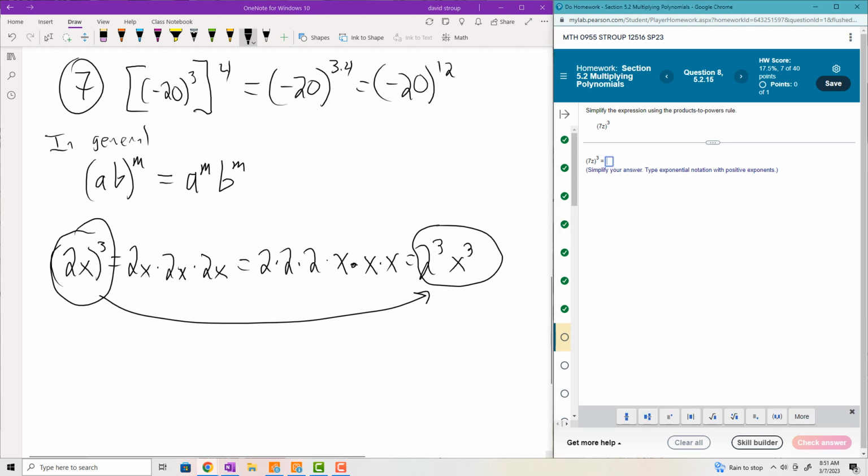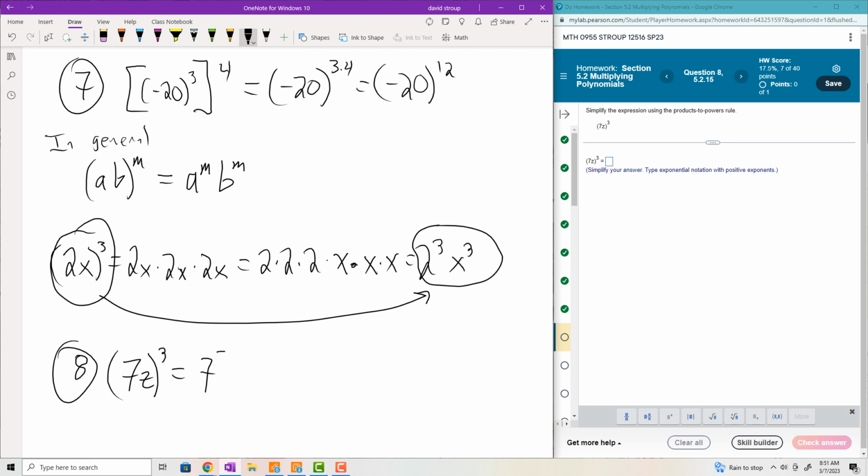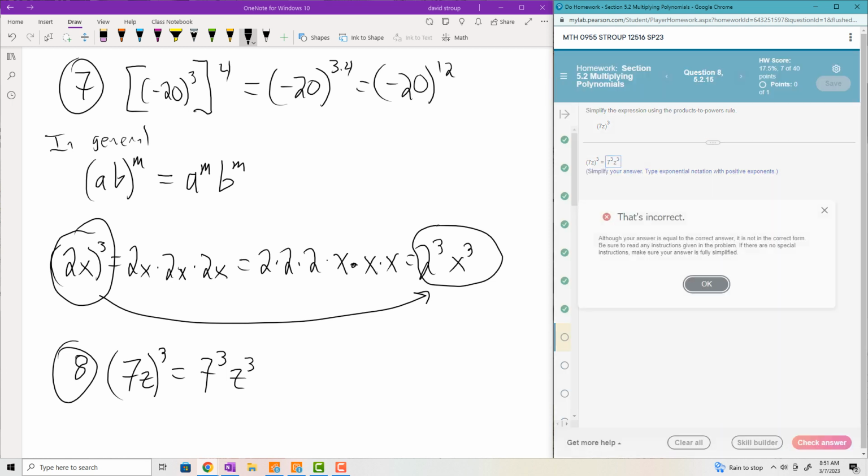Okay, so for example, on question 8, you have 7z cubed. You could write out 7z times 7z times 7z, and then it'd be 7 times 7 times 7 times z times z times z. It's easier just to put 7 cubed times z cubed. So we'll have 7 to the 3rd power times z to the 3rd power. Let's see if that's good.